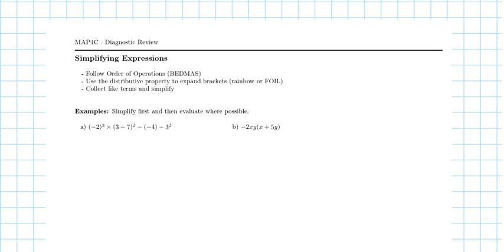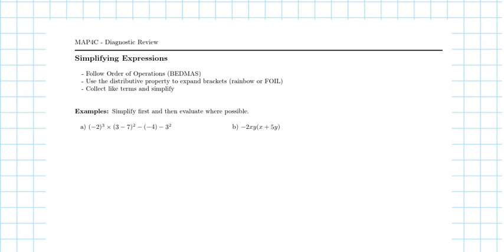Remember that whenever you're simplifying expressions, we have the order of operations that must be followed, and that would be BEDMAS, as you all should know it. It's brackets first, exponents, division, multiplication in the order they appear, then addition and subtraction. If division happens first, you do that first. If multiplication happens first, you do that first.